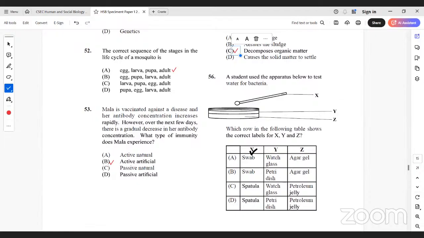So for 56, they ask you for the correct labels, X, Y, and Z. Where could I put this? Yeah, B.